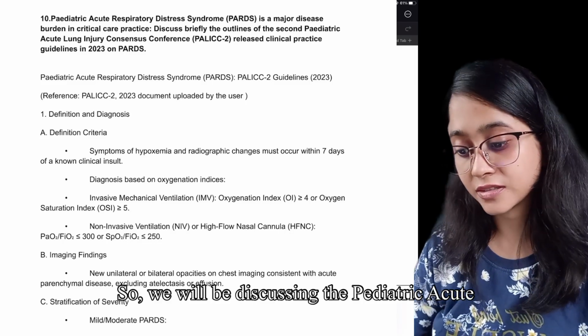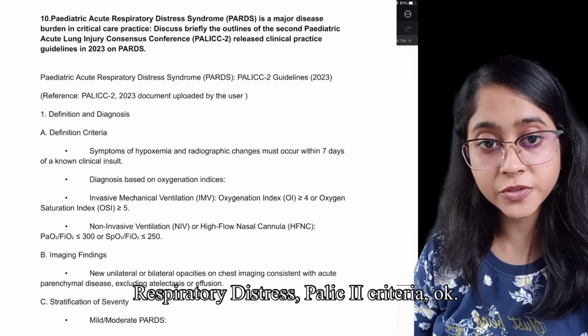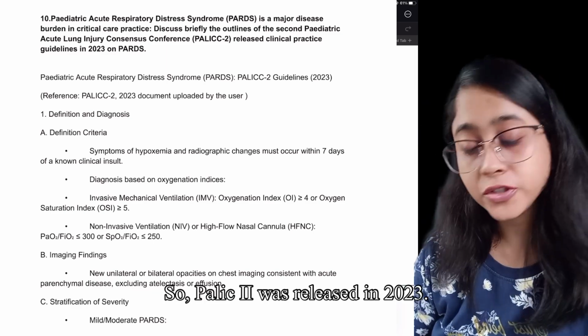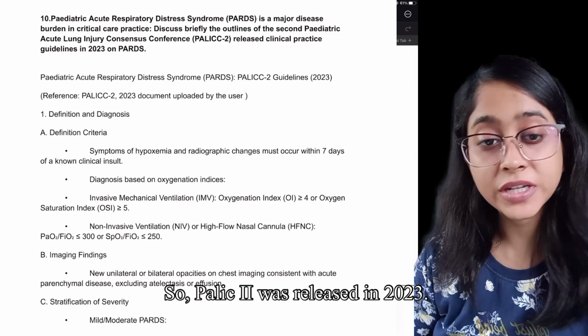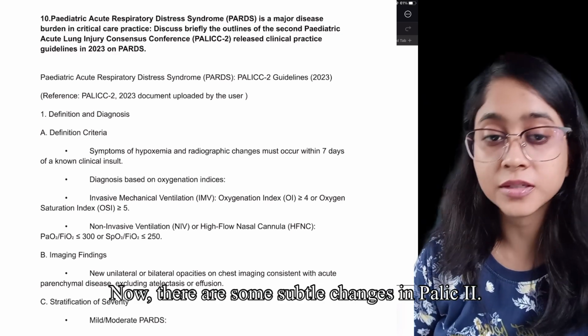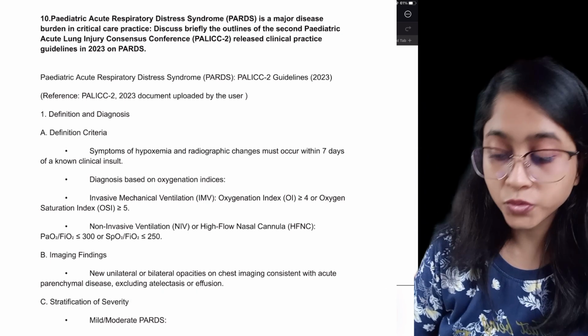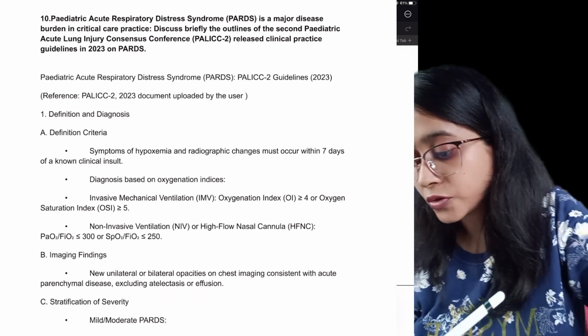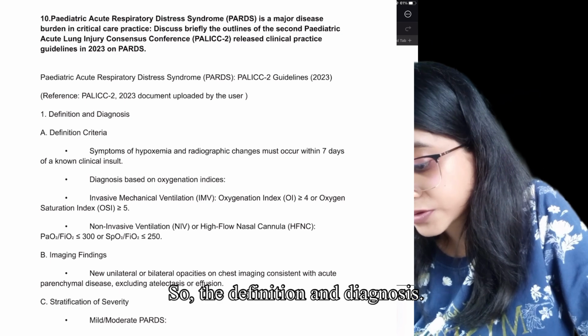So we'll be discussing the pediatric acute respiratory distress PALICC-2 criteria. PALICC-2 was released in 2023. Before that, we had the PALICC-1 guidelines. Now, there are some subtle changes in PALICC-2. Let us discuss the definition first. Okay, so the definition and diagnosis.